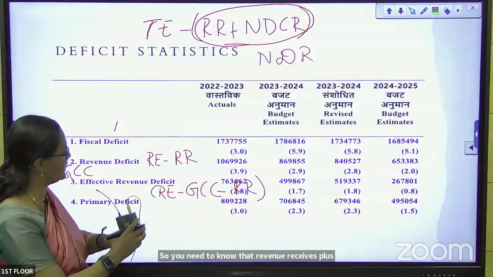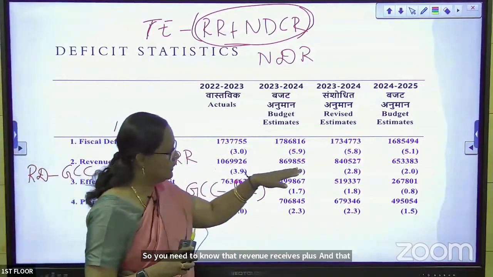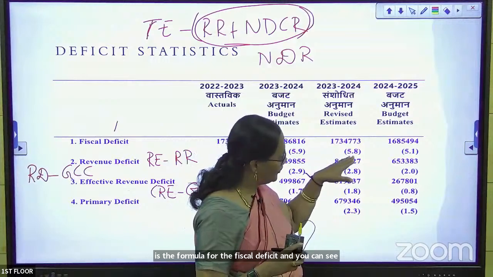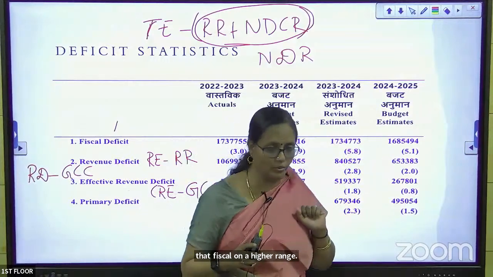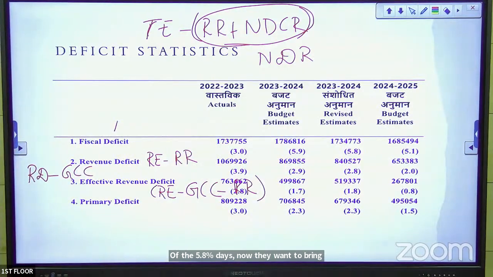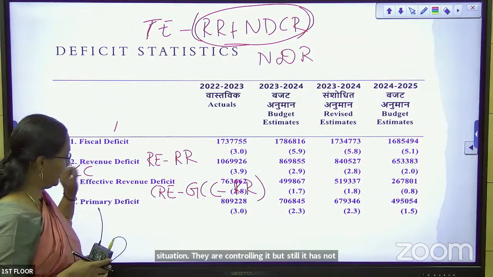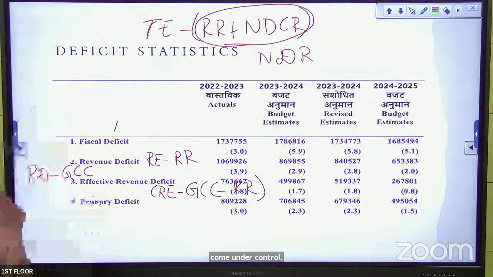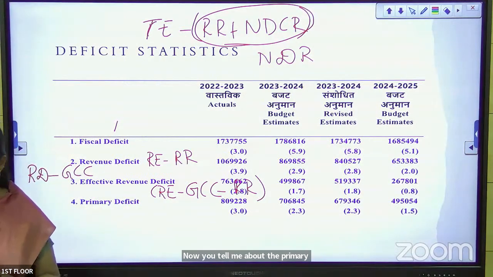And you can see that fiscal deficit had been at a higher range, up to 5.8%. Now they want to bring it to 5.1%. This is actually very high, all because of our COVID situation. They are controlling it, but still it has not come under control. Now you tell me about the primary deficit. After fiscal deficit, you can tell about primary deficit.